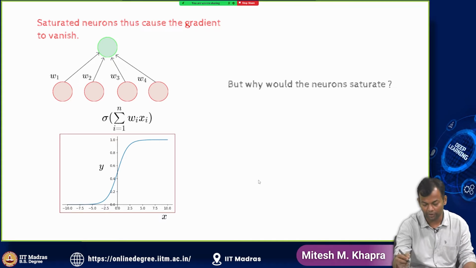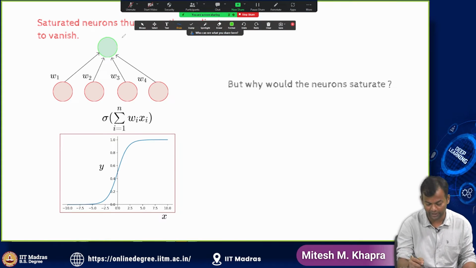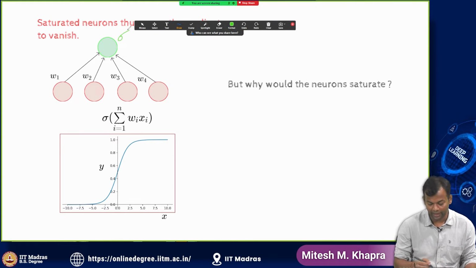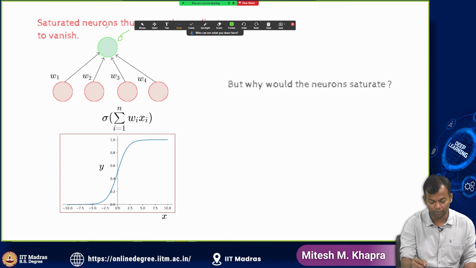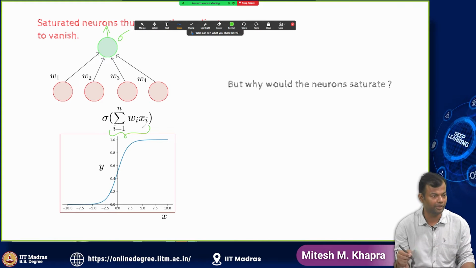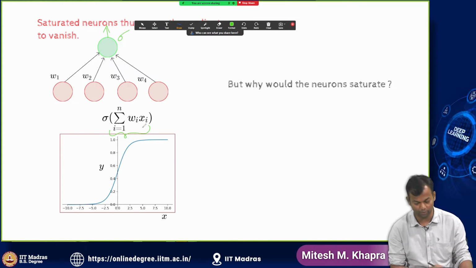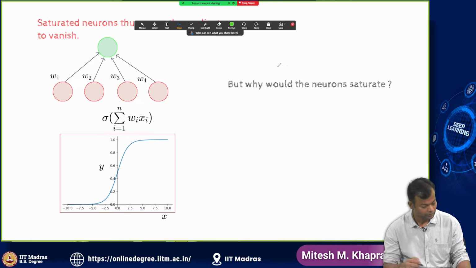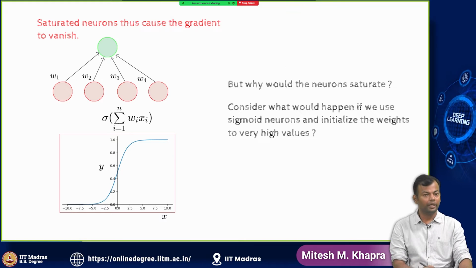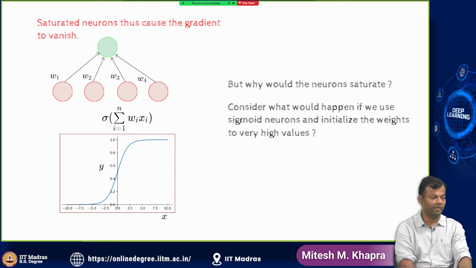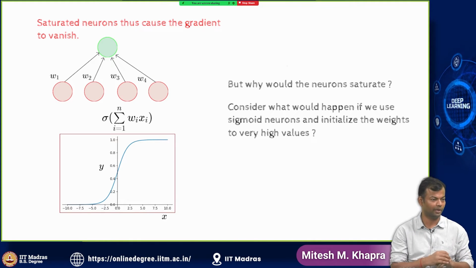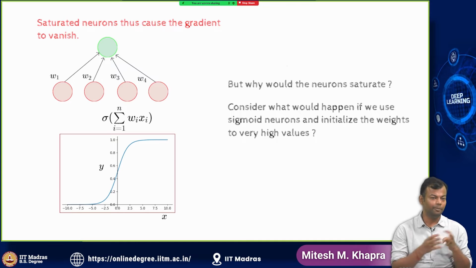If I were to consider any such neuron in the network, suppose this is one of the neurons. This is not the output neuron, but some neuron in the network, and this is what the output of this neuron would be. It would be the sigmoid of the linear combination of the inputs connected to it. So this is what the output would be. Now, suppose I have initialized the weights to a very high value, say 100, 200 and so on, and my inputs are all standardized.